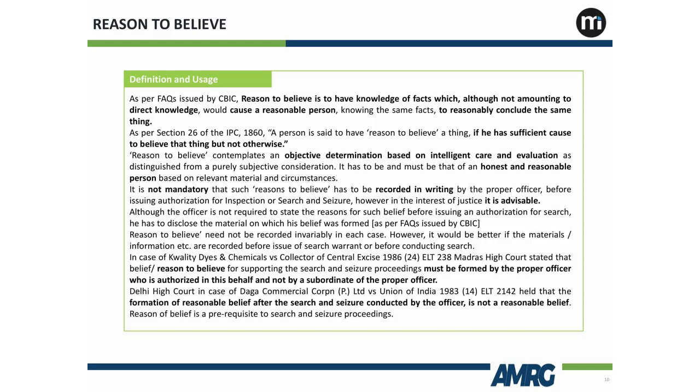Now, if we remember, a person not below the rank of a joint commissioner can order an inspection only when he has reasons to believe that you have suppressed something. So what do we mean by reasons to believe? As per the FAQs issued by the Central Board of Indirect Taxes and Customs, reasons to believe is to have knowledge of the facts which, although not amounting to direct knowledge, would cause a reasonable person to reasonably conclude the same thing.